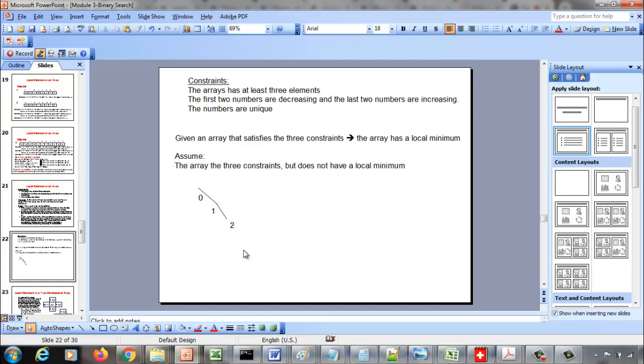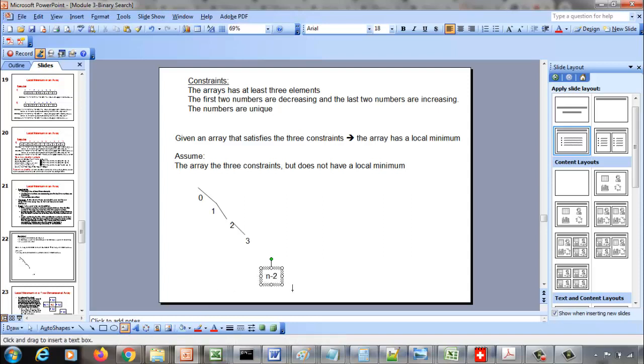Now you can keep on doing this. So if you want to decide now about the element at index 3, it cannot be again greater than the element at index 2, because if that's the case, then the element at index 2 will be a local minimum. So in order to again maintain our assumption that even though these three conditions are satisfied, the array does not have a local minimum, then the element at index 3 should be less than the element at index 2. So you can keep on going like this until we reach the last two elements at index, say, n minus 2 and n minus 1.